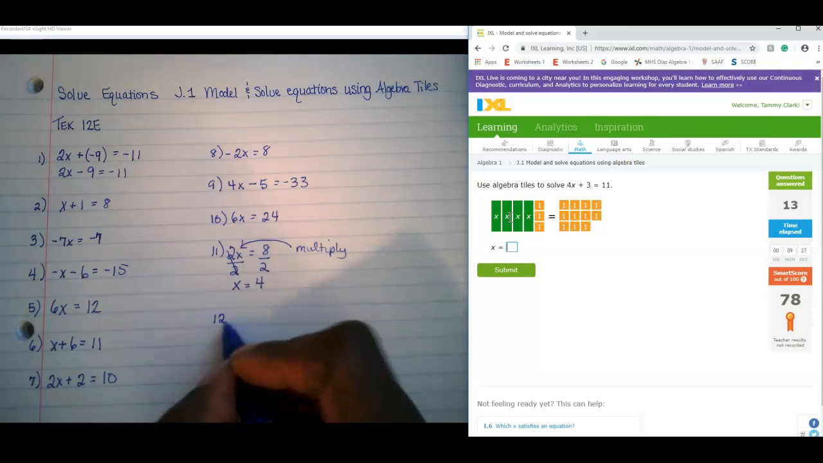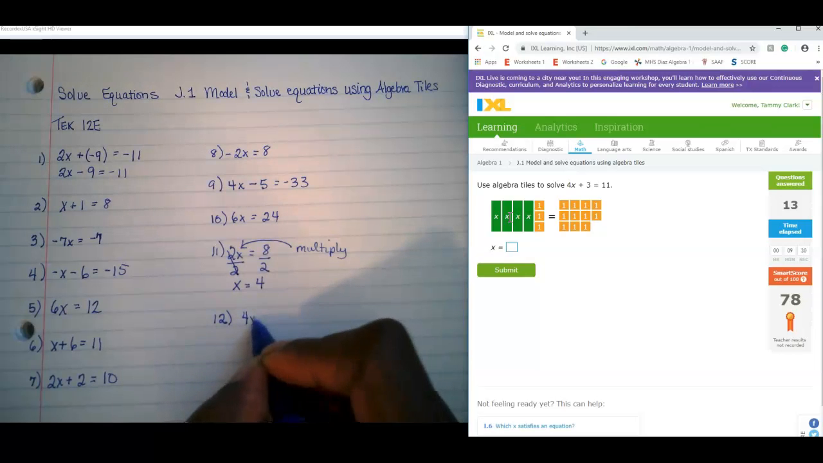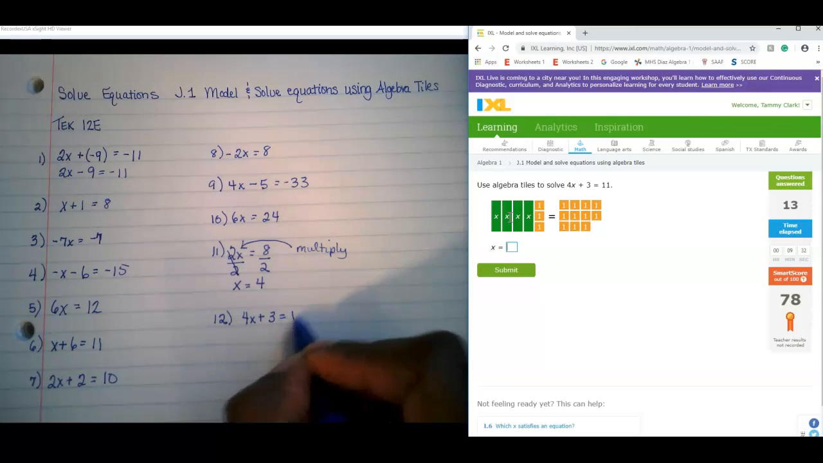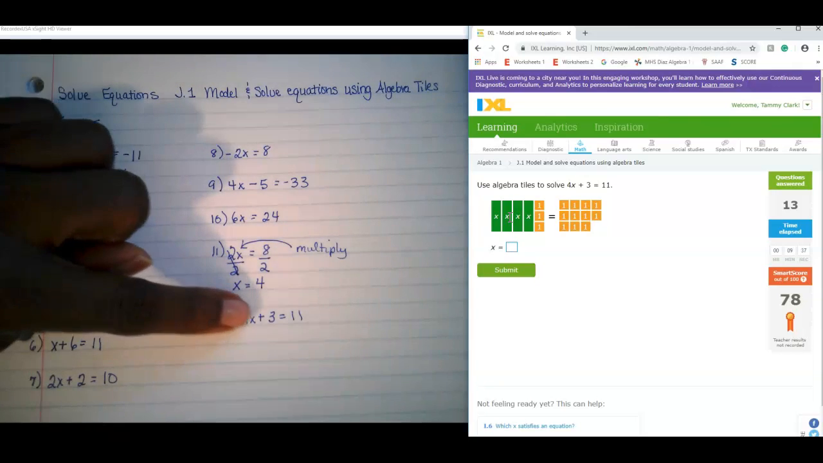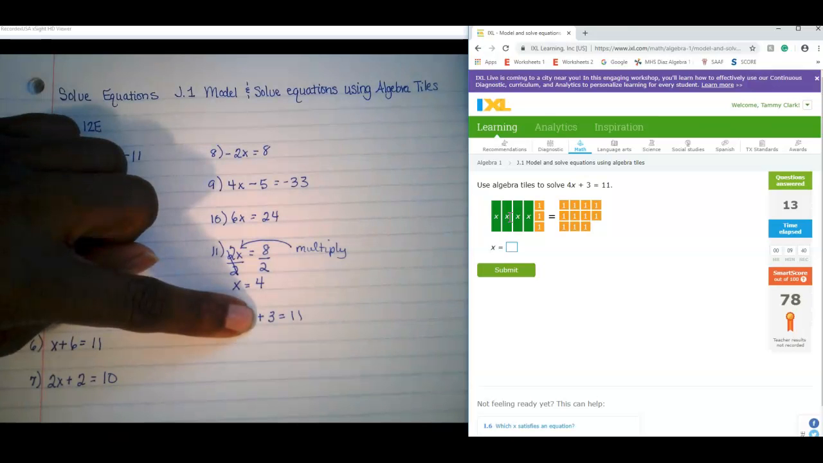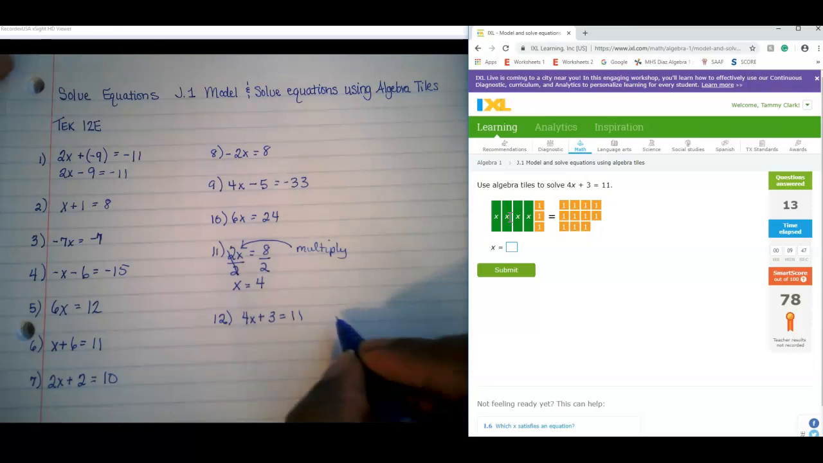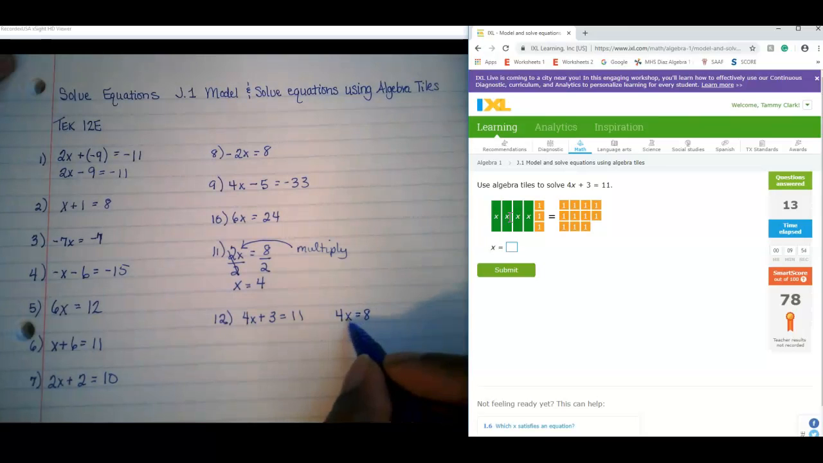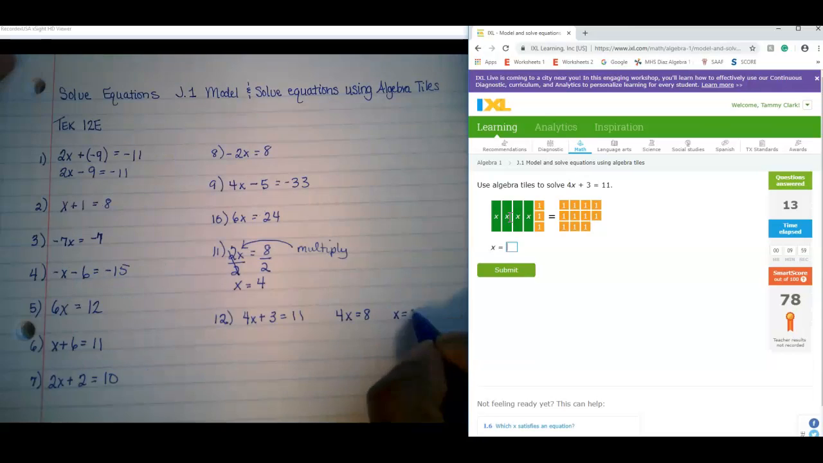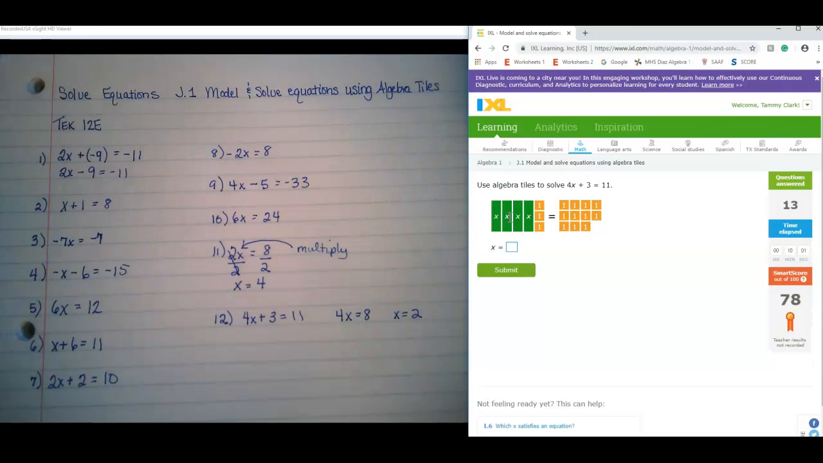Let's look at 12. This time we have 4x plus 3 equals 11. So our first method by inspection would be cover up 4x and ask yourself, what would I have to add to get to 11? Well, I would have to add 8 to get to 11. So over here, I'm going to write what I'm thinking. I'm thinking 4x has to equal 8. And what do I have to multiply 4 by to get to 8? Well, I'd have to multiply by 2. So x must equal 2. That's one way to do it.